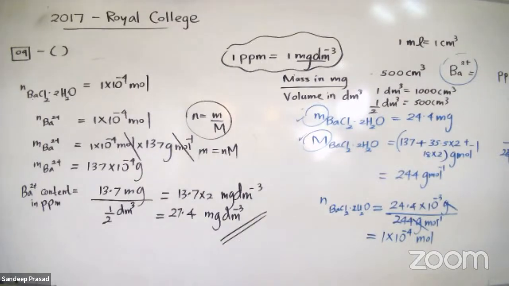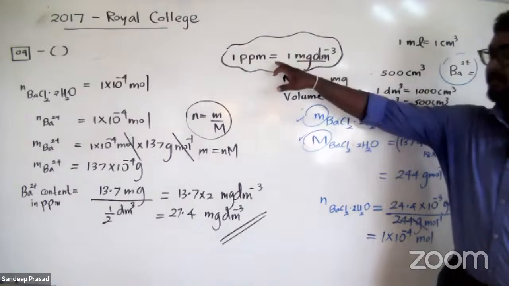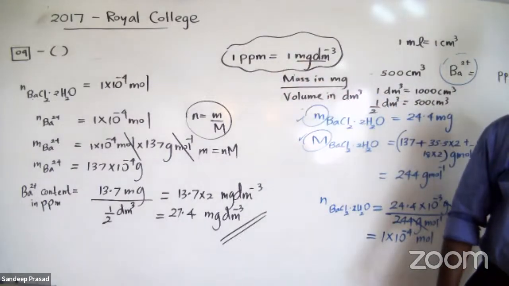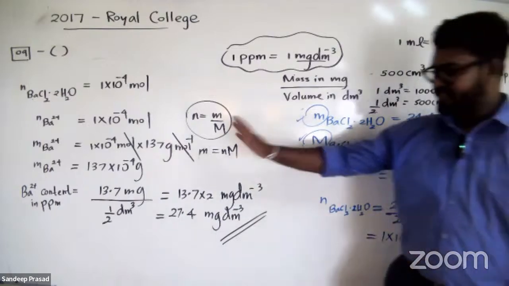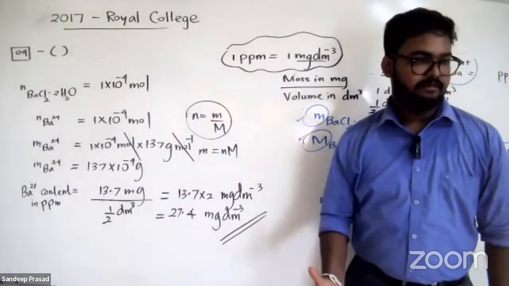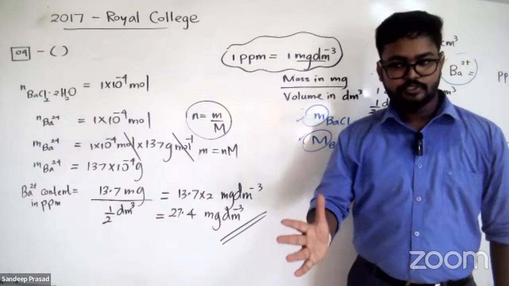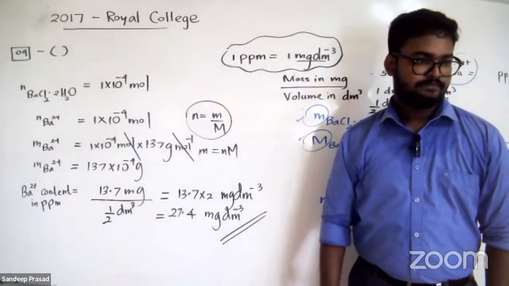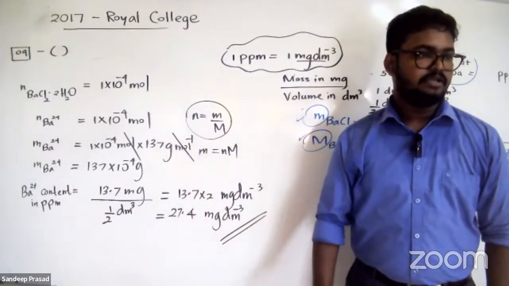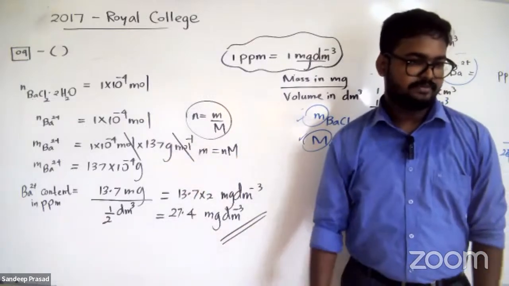Here. No, no, no. This is mass. Yeah, that is barium 2 plus content in ppm. So that is a ppm value. That is not concentration. Concentration means number of moles divided by the volume. So this is actually content in ppm. ppm is also one of the ways of representing the concentration, but it's not exactly concentration. The main concentration is moles per cubic decimeter. Got it?